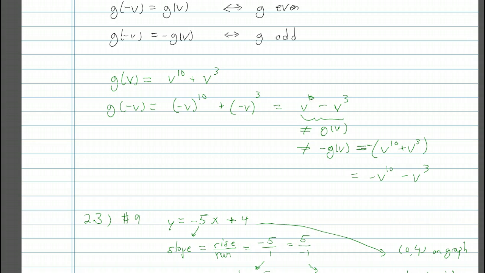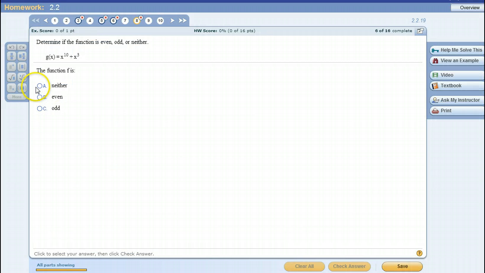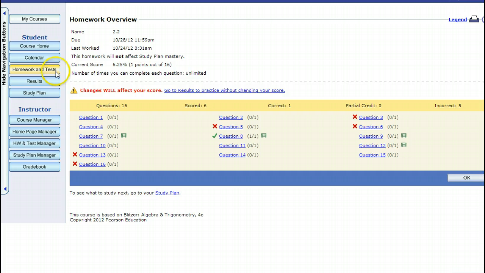All right, so going back to the homework, that's our answer. For this particular problem, the answer is neither. Okay, we check that out. Now I'm going to move on to a different problem from a different homework.